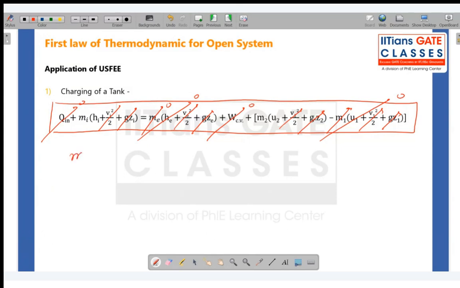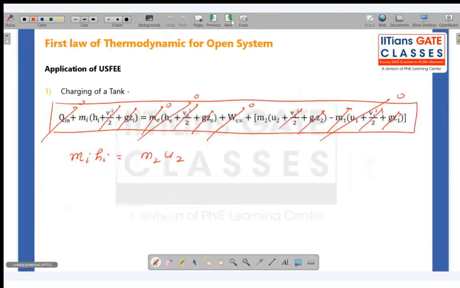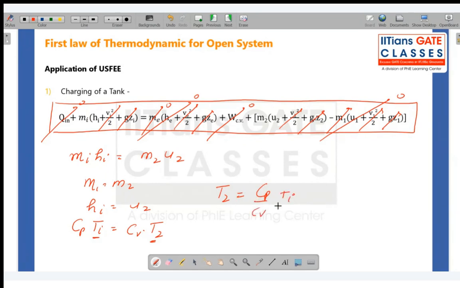So what are we left with now? It is very simple. Mi Hi is equal to M2 U2. And now see, if you logically think, if the initial mass was zero and nothing is going out, that means whatever came in will be equal to M2. So Mi is equal to M2. So basically Hi is equal to U2. So Cp times initial temperature is equal to Cv times final temperature, the final temperature inside the control volume. So it is Cp by Cv times Ti, or you can say T2 is equal to gamma Ti.